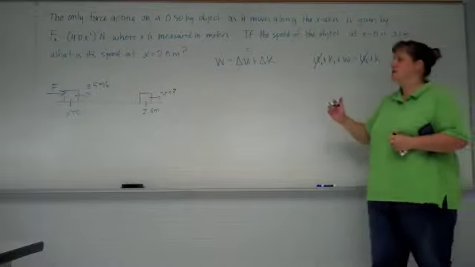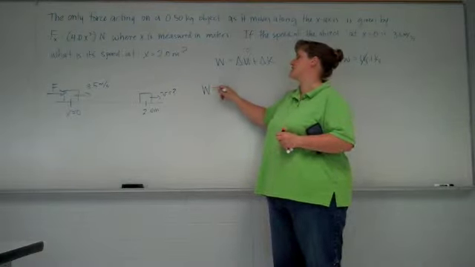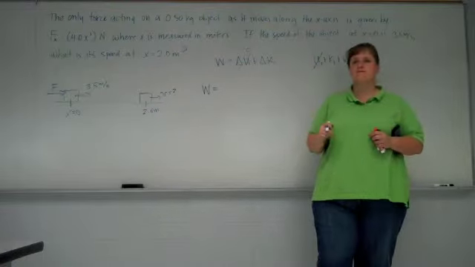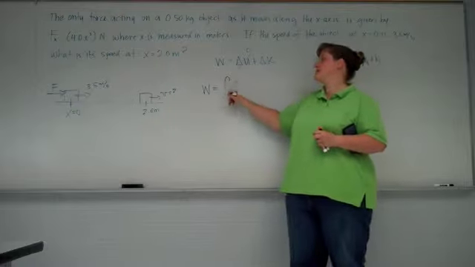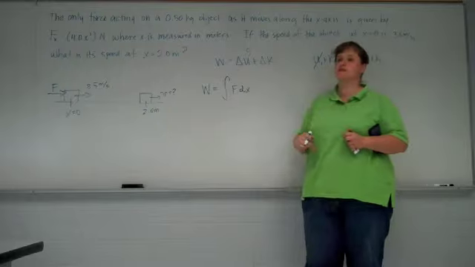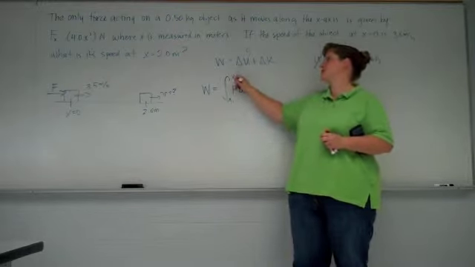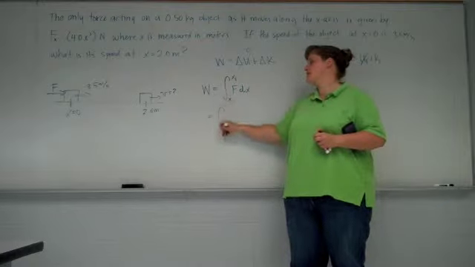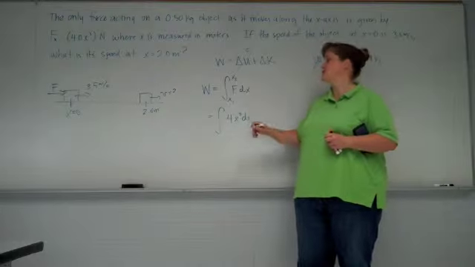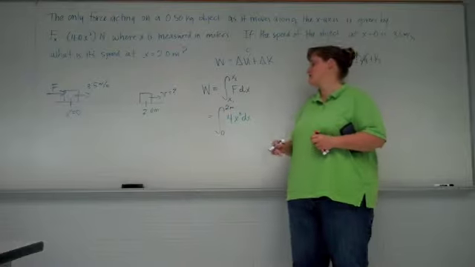How do we find the work done by a force if the force is not constant? Integrate. Work is the integral of force with respect to displacement. Your limits are your initial position to your final position. So the work done by this force is the integral of 4x cubed dx from our initial x of 0 to our final x of 2 meters.